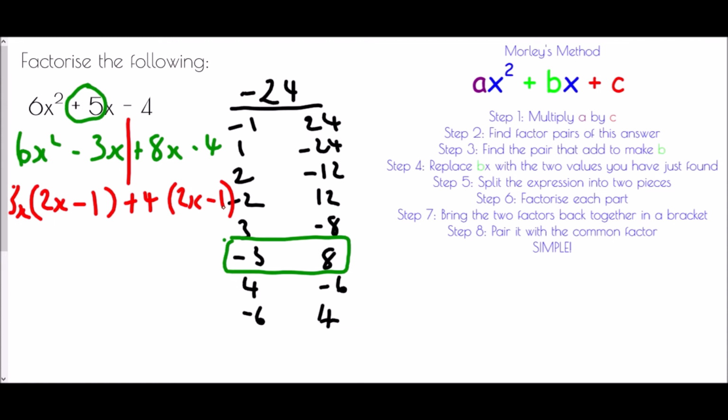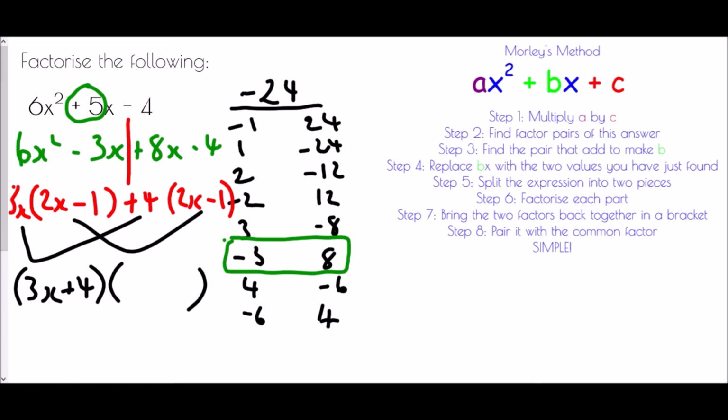And so finally, just as we did in the previous ones, we want to bring together our factors, so 3x plus 4, and we also want to bring our common factor, 2x minus 1, and we have factorised the expression. It will be (3x plus 4)(2x minus 1).